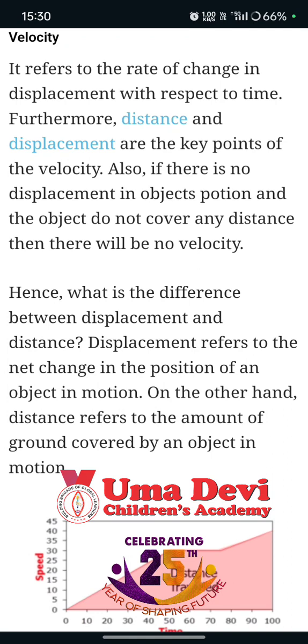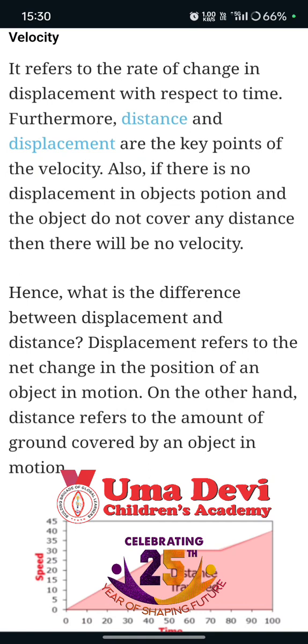Okay, so as you already know we have discussed speed and what is the formula of speed. The formula of speed was distance upon time. We also know what the unit of speed was. The unit of speed was meter per second. The SI unit was what? Meter per second, where meter was denoting distance and second was denoting time.